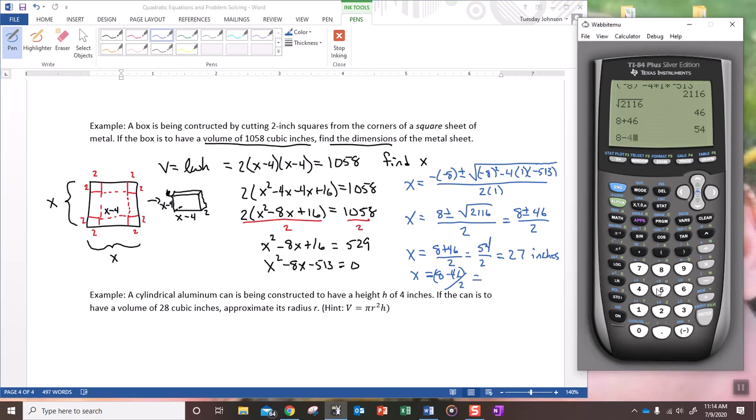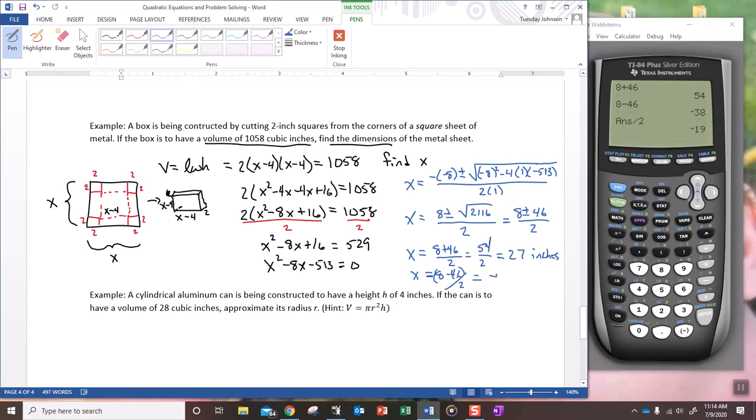8 minus 46 all over 2 is negative 19. But in terms of the problem, we are not going to have a negative 19-inch square sheet of sheet metal. We're going to take 27 inches as our answer. And you can check it and make sure it all works out too.